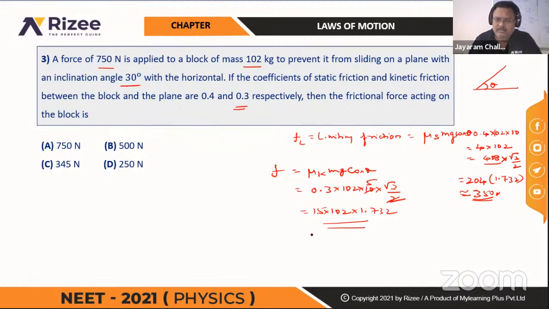So most probably it should be 3 by 2 into 102 into 1.732, which comes out to be 51. The value is going to be 153 into 1.732. So it should be nearly equal to around 200. So the better answer is going to be 250.